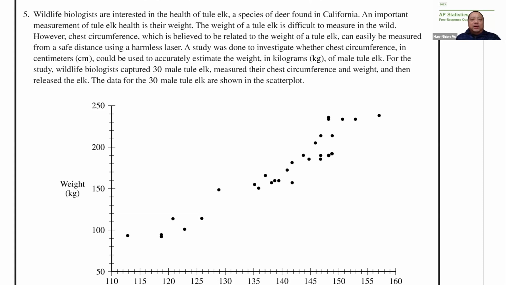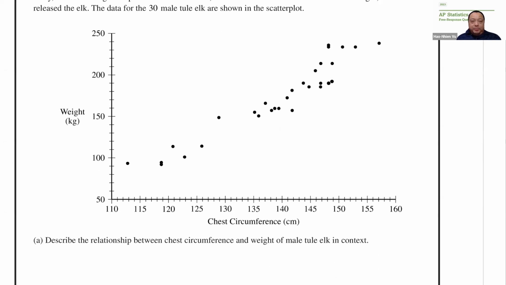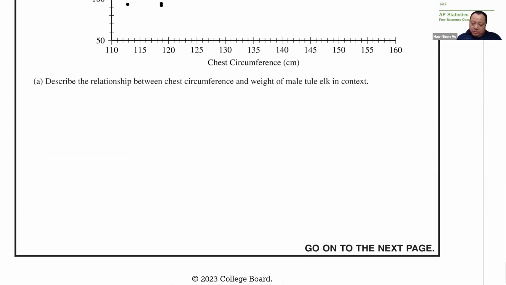For the study, wildlife biologists captured 30 male Tule elk, measured their chest circumference and weight, and then released the elk. The data for the 30 male Tule elk are shown in the scatter plot. We have a scatter plot where the x-axis is the chest circumference in centimeters, and the y-axis is the weight in kilograms. Part A: describe the relationship between chest circumference and weight of male Tule elk in context. In context, don't say X and Y, say chest circumference and weight.